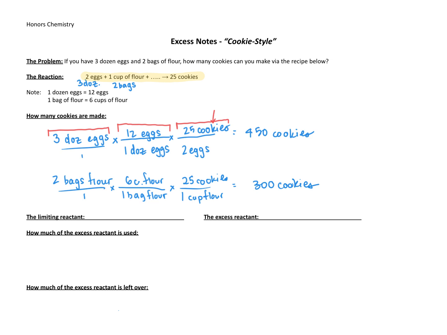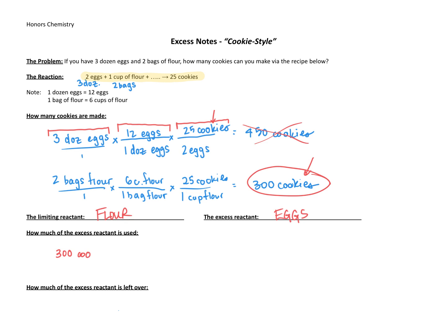Okay, next up, looking at our 2 answers, we know we can only make 300 cookies. We can't actually make 450 because we're going to run out of flour. So our limiting reactant is flour, and our excess reactant, that's the eggs. Okay, so next up, we have to figure out how much of the excess reactant, in this case eggs, are used in this process. Well, we only made 300 cookies, so we're going to start with that.